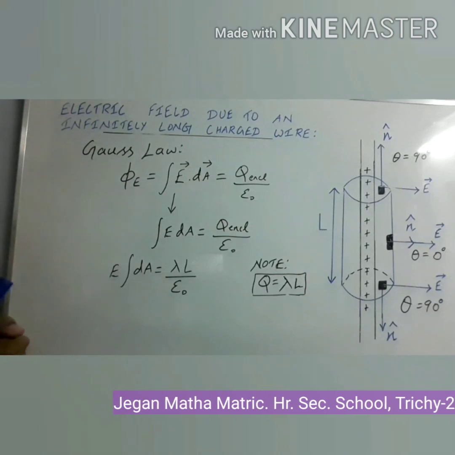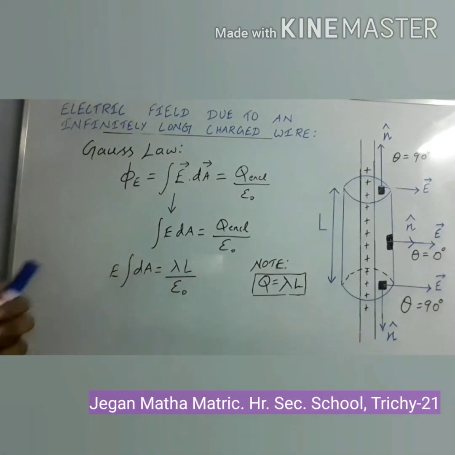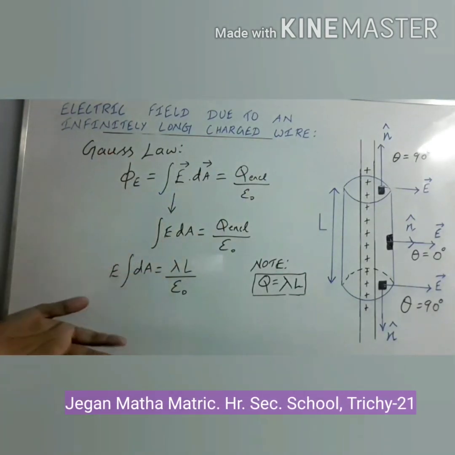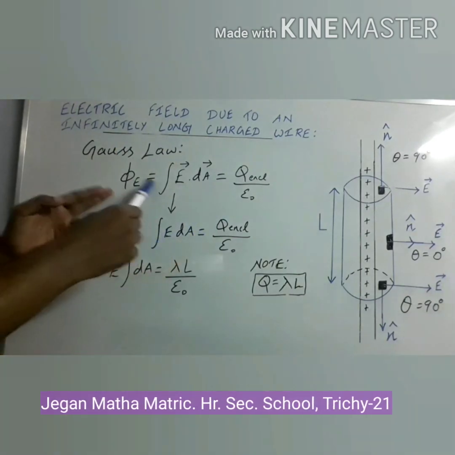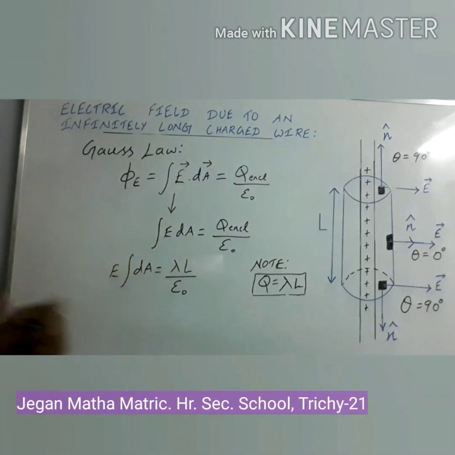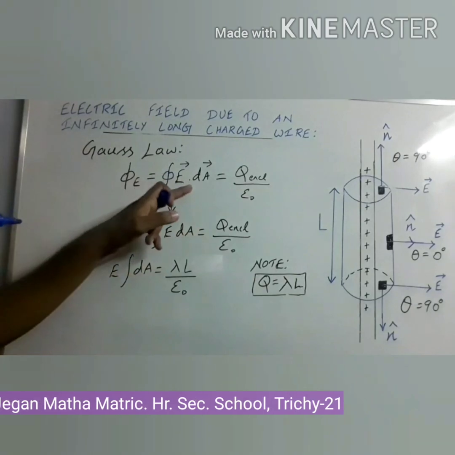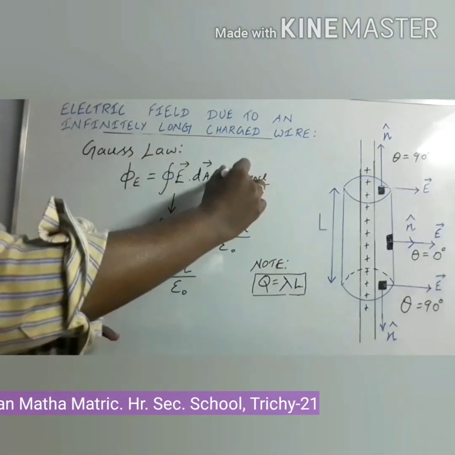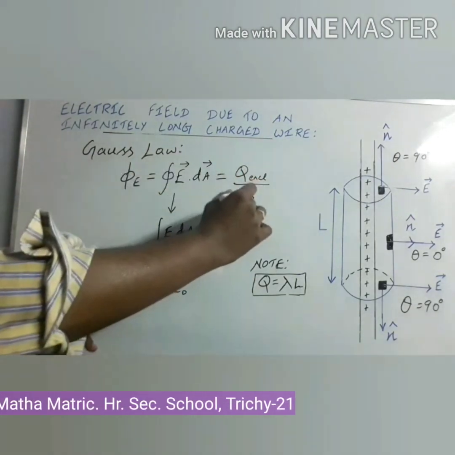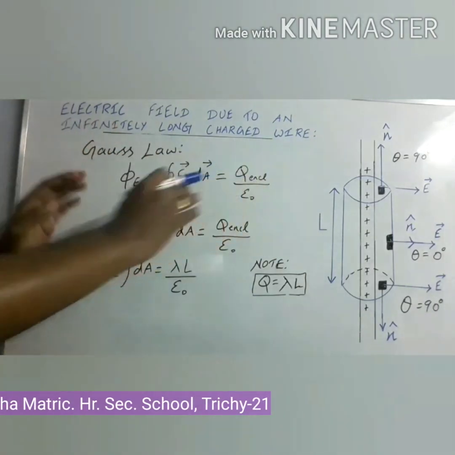Here we are going to use Gauss law to find the electric field. Here is the expression for Gauss law. I hope you have studied it already. So phi E is equal to the closed integral of E dot dA, which is equal to the enclosed charge divided by permittivity epsilon naught. That is the expression for Gauss law.